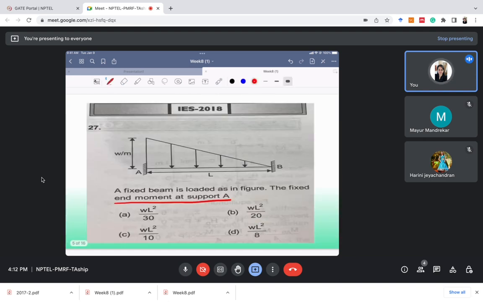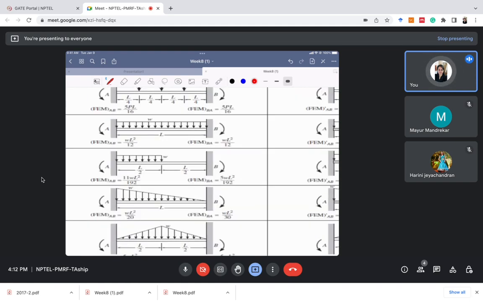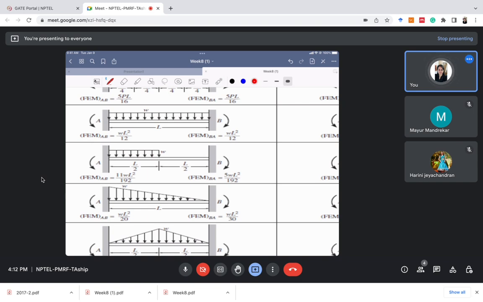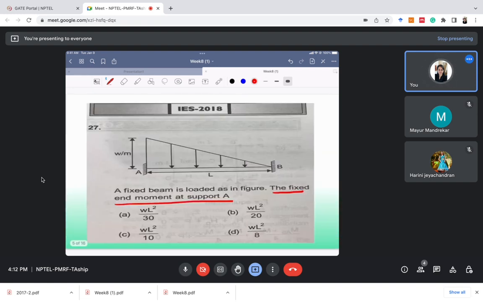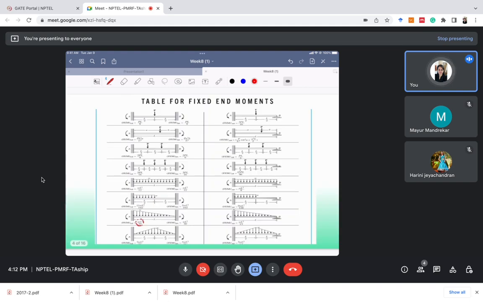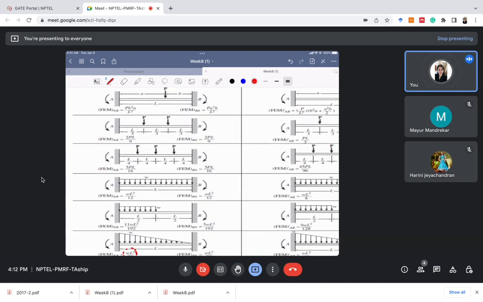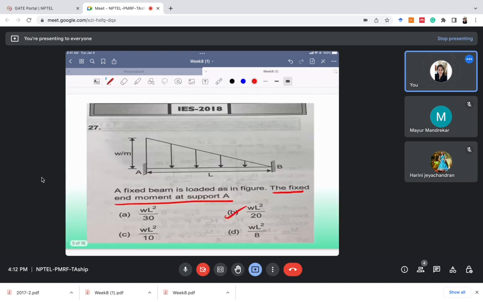So as I've told, one direct question came in the engineering services examination. They are asking the fixed end moment at support A. If we see the triangular loading case, the fixed end moment at support A is WL square by 20. So the answer here will be option B, WL square by 20. If you can't remember the whole table, at least three cases you should remember. Okay.